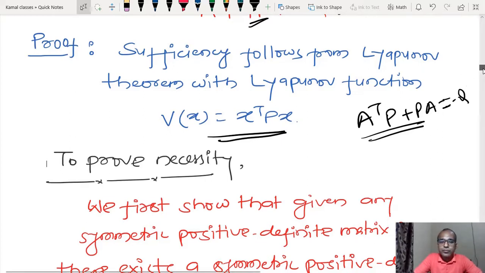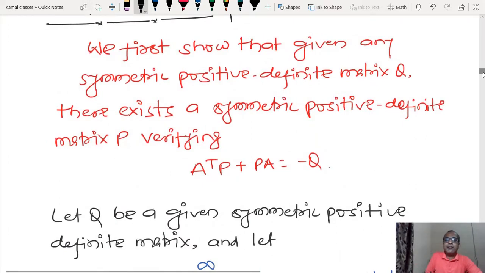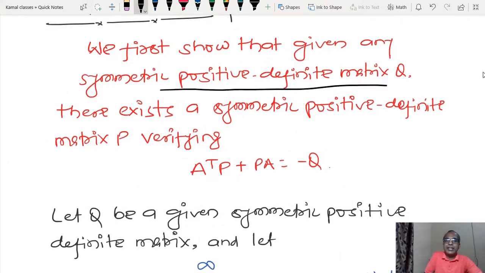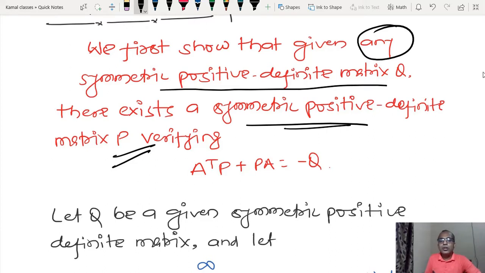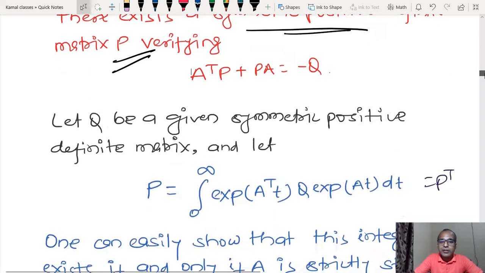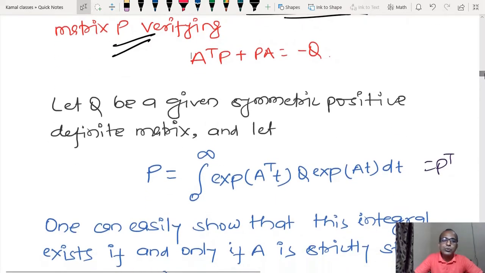What we are going to do is first show that given any symmetric positive definite matrix Q, that is, for all positive symmetric definite matrices Q, there exists a positive symmetric definite matrix P. So I have to talk about all possible choices of the positive symmetric definite matrix Q. I am going to construct such a P, and I also have to involve that A is Hurwitz. So I have to club those two conditions.